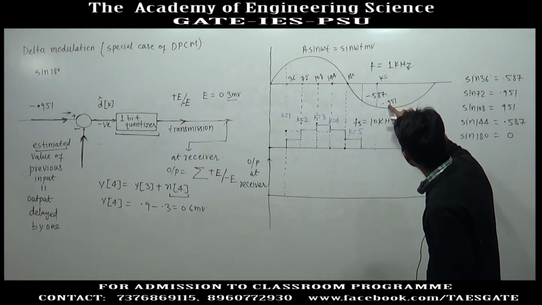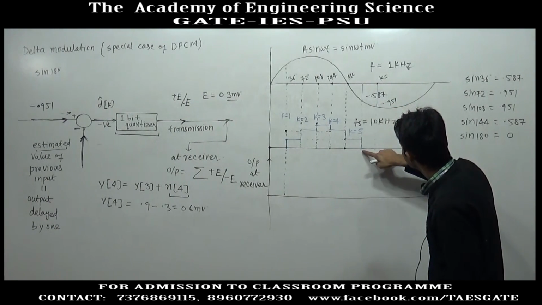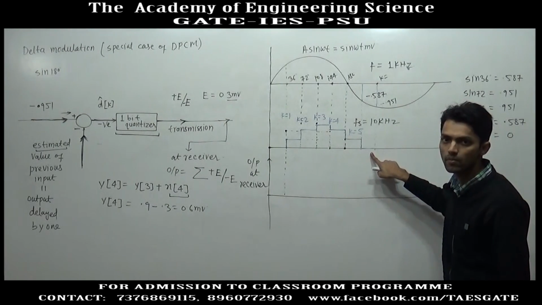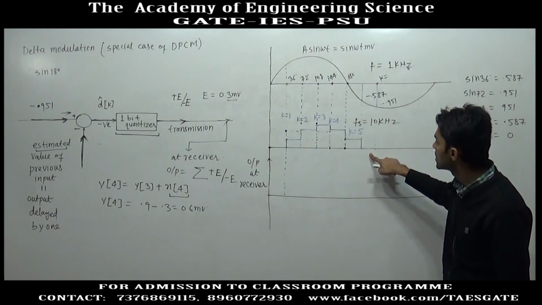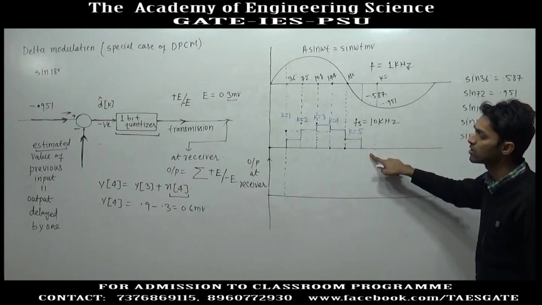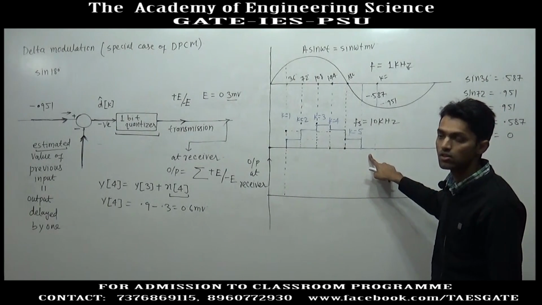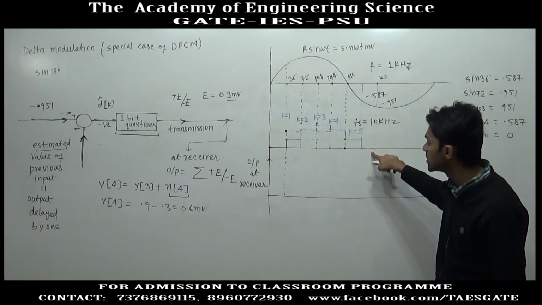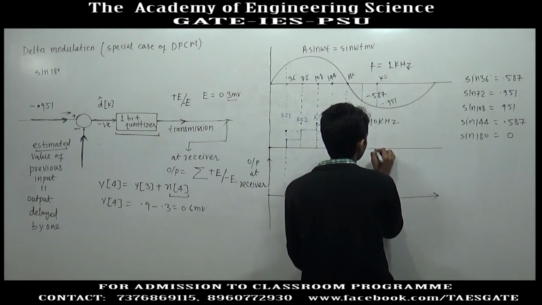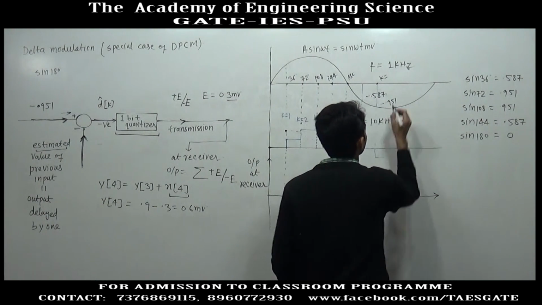The present input is minus 0.951 and the previous output is 0 level, and if we subtract, we will get a negative value. So, the negative value will be the input for the 1 bit quantizer, and the output of the quantizer will be the negative threshold. The negative threshold will be added to the present output. So, the present output will be 0 minus 0.3 millivolt. This is negative 0.3 millivolt.